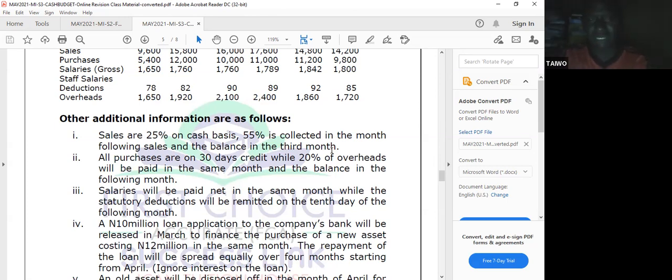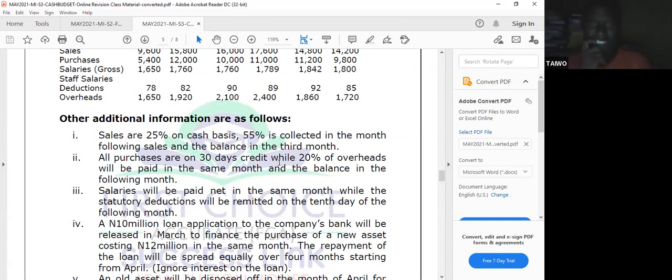What's the balance? 55 plus 25 is 80, so the balance is 20%. That 20% is what will come in the third month. That's one. Two, all purchases are on 30 days credit. It means they give 30 days credit, that's 1 month credit, for all purchases.